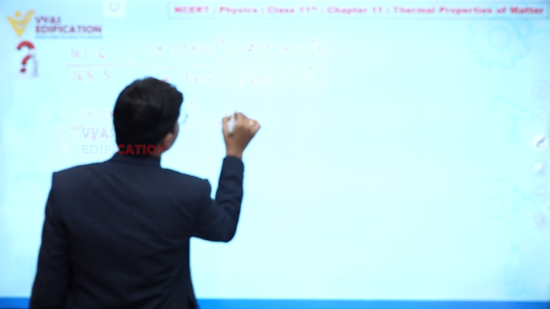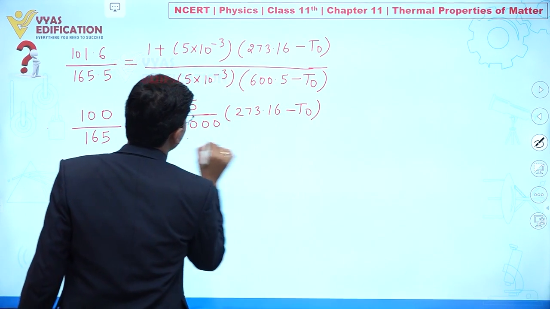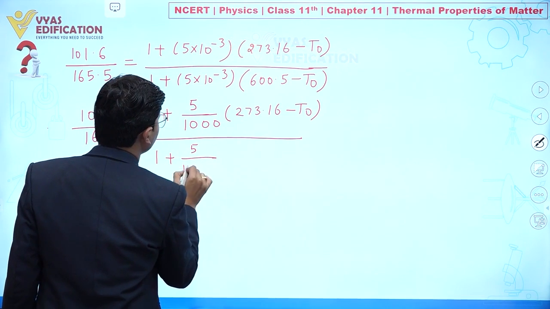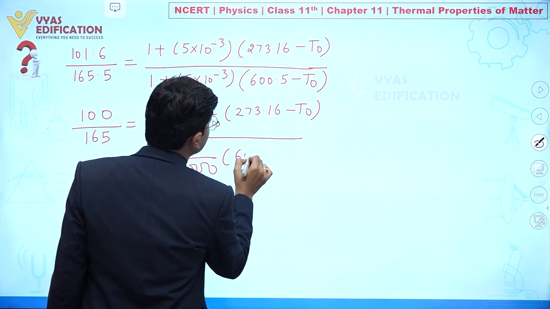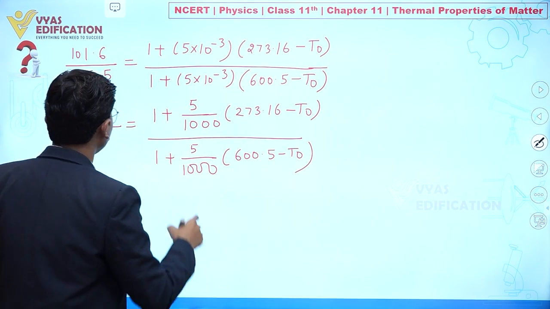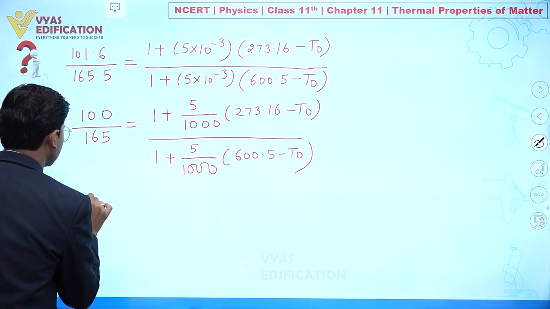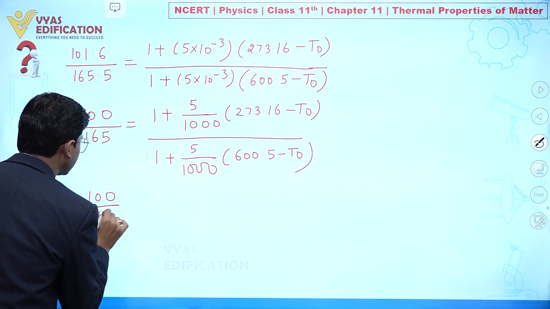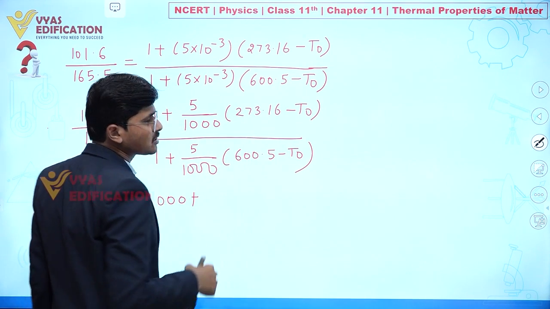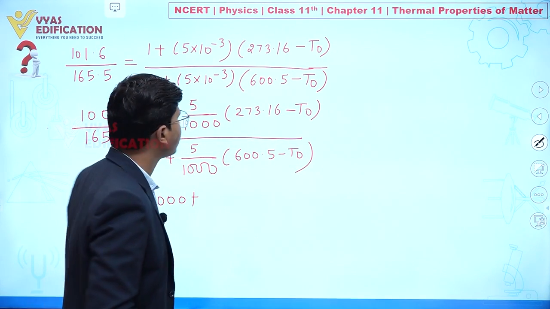5 by 1000, this is 273.16 minus T naught. Clear? Divided by, this is 1 plus 5 by 1000, 600.5 minus T naught. Clear? From here if you are taking LCM 1000, we can write like this, this is 100 divided by 165, this is equal to 1000 plus 5 multiply this one. Clear? So let's suppose I am taking this is 273 only.